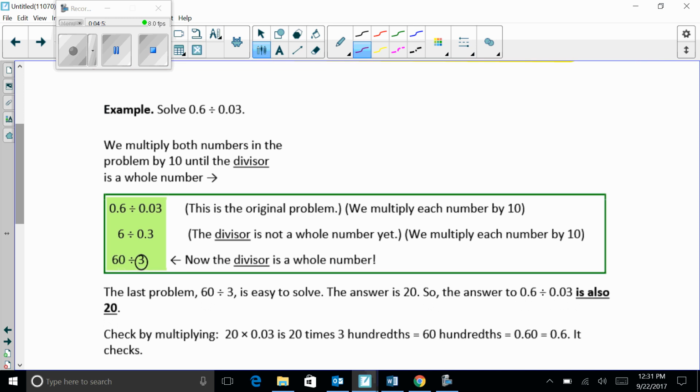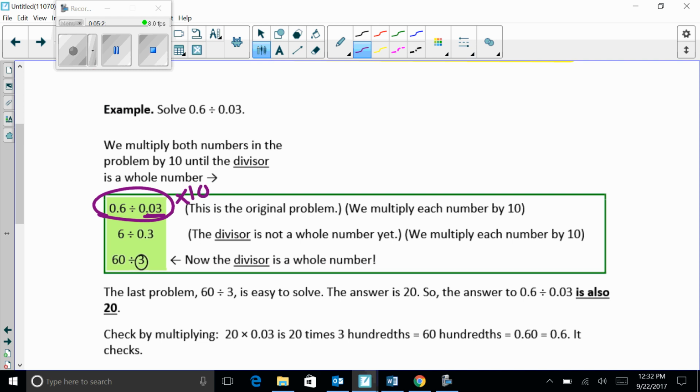So we started with 6/10 divided by 300. It says we multiply both numbers in the problem by 10 until the divisor is a whole number. So this is our original, where we start right here. In this problem, you notice that my outside number, which is my 300ths, has a decimal. So I need to move that decimal, so I multiply both of these numbers by 10.